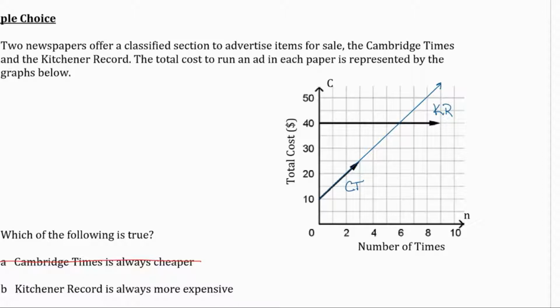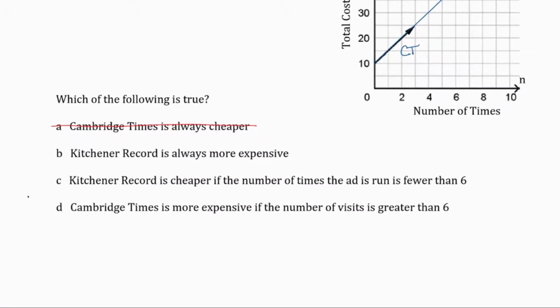Now that might not always work, because I'm going to give you a tip. Sometimes the lines won't cross on the graph. What if they cross off the graph? That doesn't mean they never cross. It just means we can't see where they cross. But if we know they have different rates, they're going to cross at some point. Kitchener Record is always more expensive. Well, that's saying the same thing. If Cambridge Times is cheaper, Kitchener Record is more expensive. That's saying the same thing.